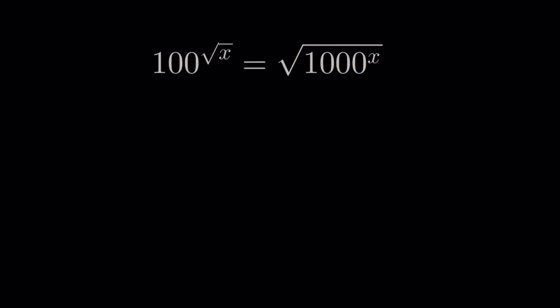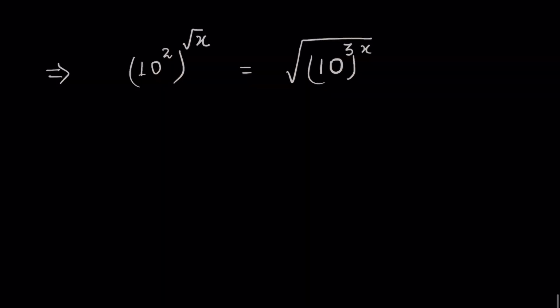100 raised to the power of square root of x equals 1000 raised to the power x under square root. We have to find the value of x. So 100 we can write as 10 to the power 2, then whole to the power square root of x, equal to 1000, which is 10 to the power 3, whole to the power x under square root. Now there is an identity.